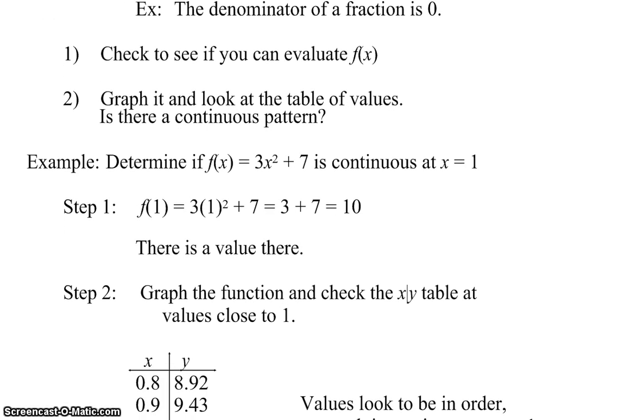In our first example, I wanted to determine if 3x squared plus 7 was continuous at x equals 1. The first thing I do is check by substituting in 1 into the problem to make sure that there is actually a point there and not a hole. So I did 3 times 1 squared, which was 3, plus 7, and ended up with a value of 10. That means when x equals 1, there is an ordered pair at (1, 10), so there is a point at that spot.